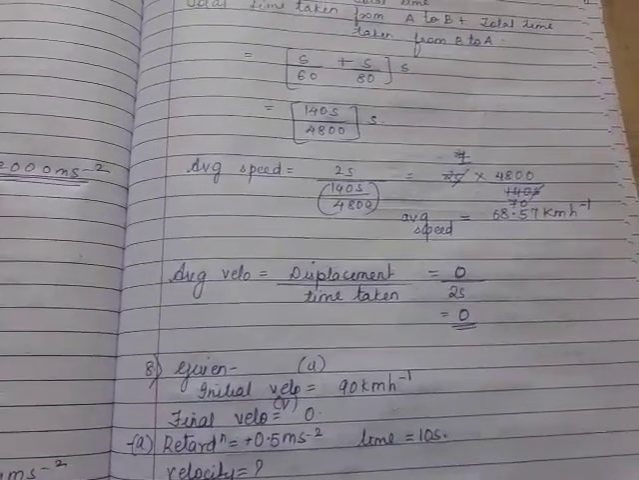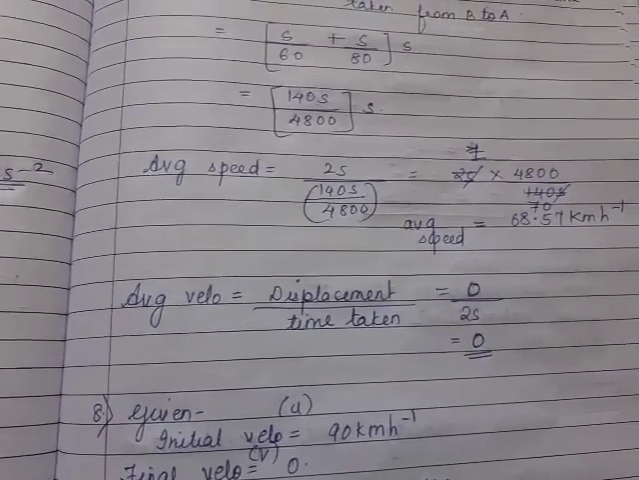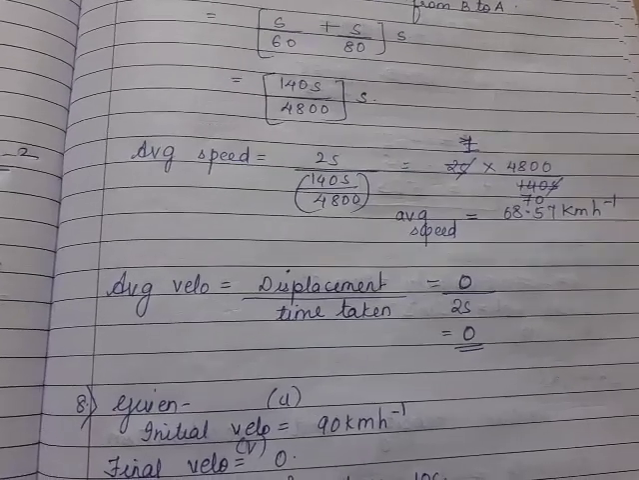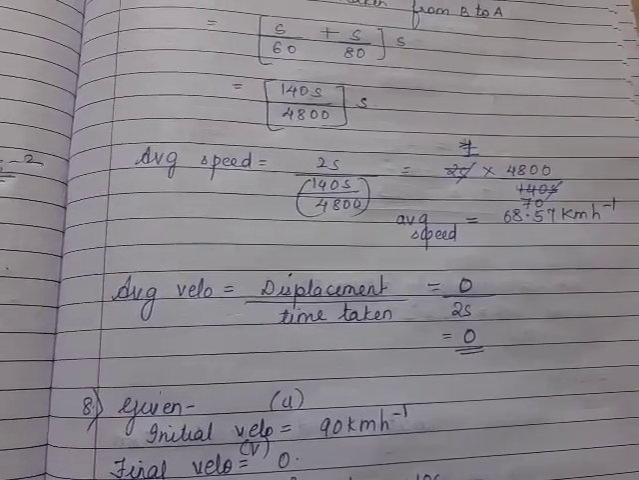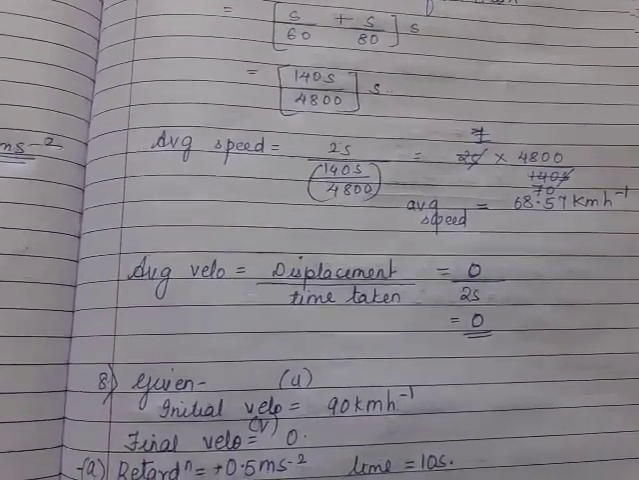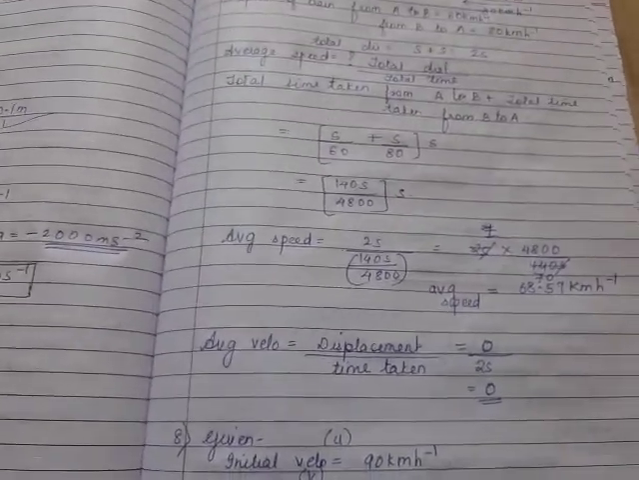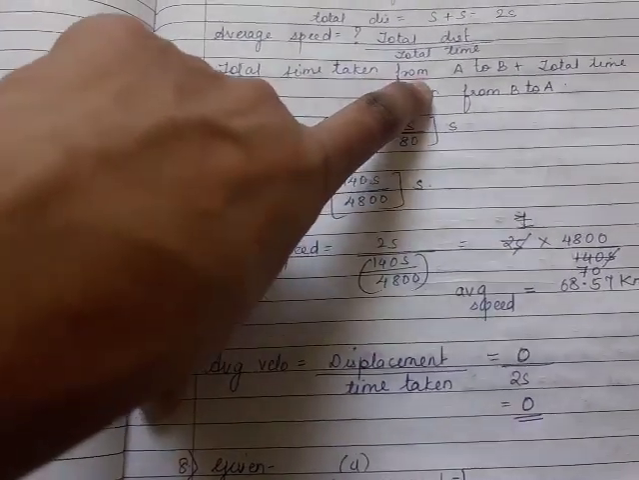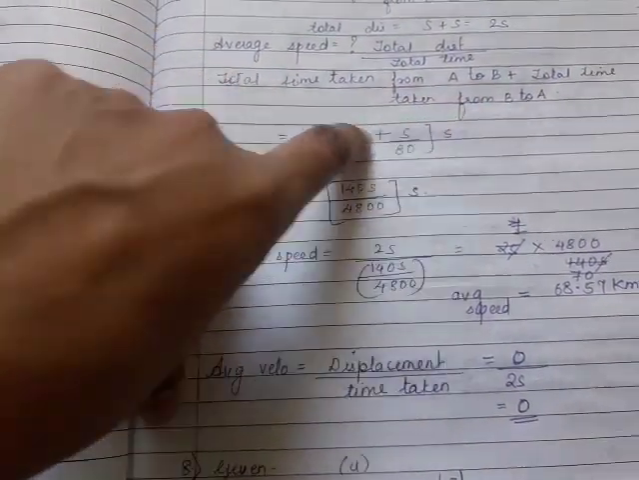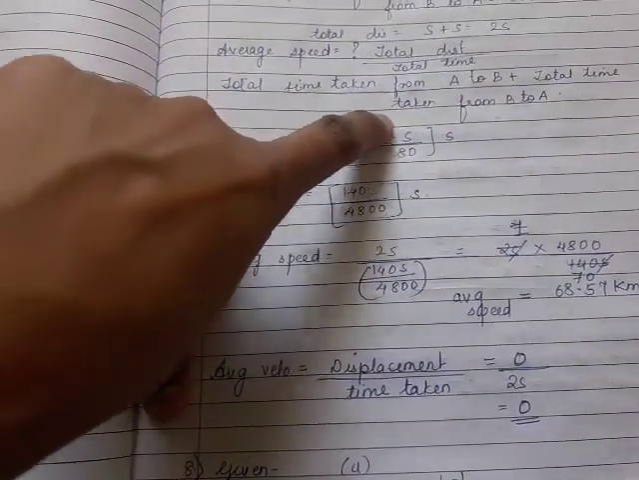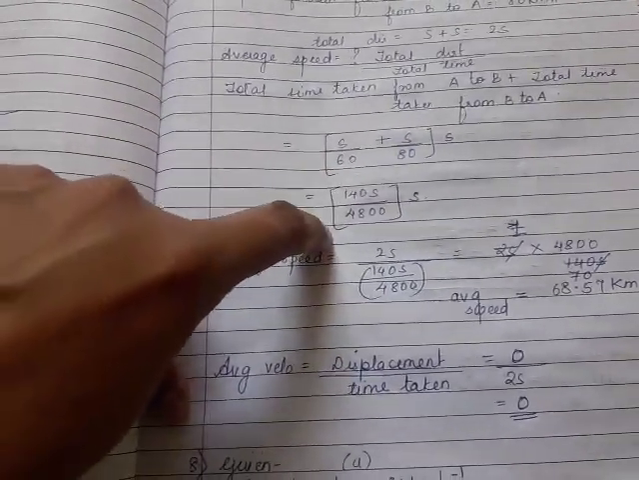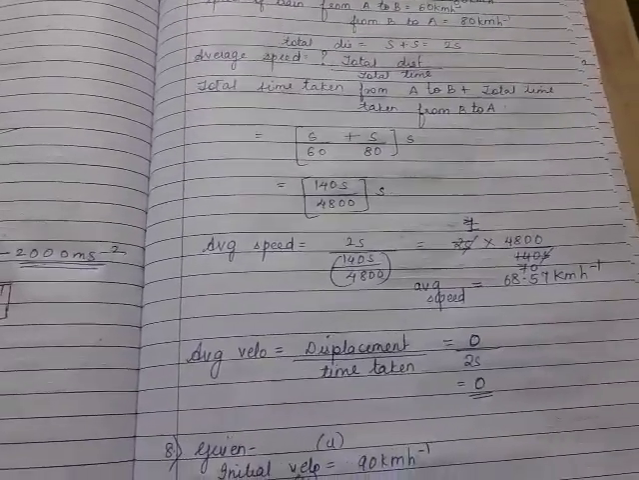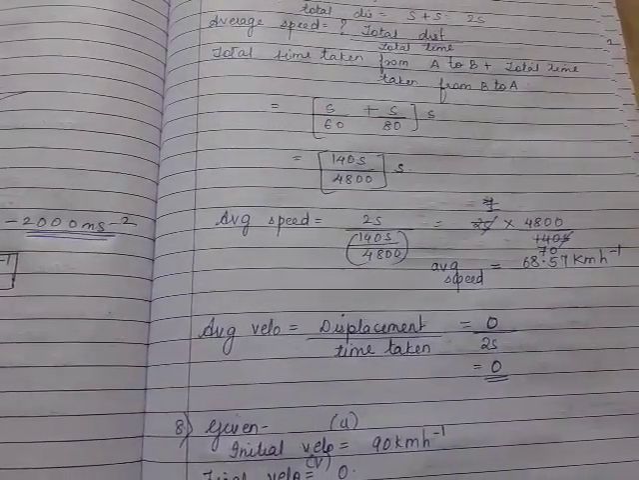Average velocity is displacement upon time taken. So displacement is 0. Why? Because shortest distance, right? So it becomes 0. So displacement is 0. So 0 upon 2 is nothing but 0. So average velocity is 0. Speed, we got the answer as 68.57. I hope you understood this. Total time from A to B plus total time from B to A, s upon 60 plus s upon 80 gives me 140 s upon 4800, which gives the average speed as 68.57. So this is the solution set for that.